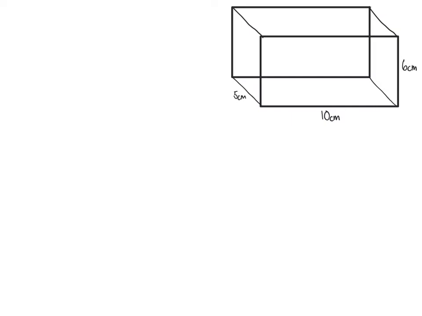So I'll start with the base piece, and for this net I'm also going to add in the measurements as I'm given some. So the base piece is 10 centimeters on this side, and it's 5 centimeters on this side. I'm going to draw the side pieces now. So that's this one here.